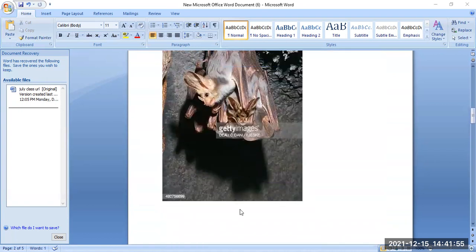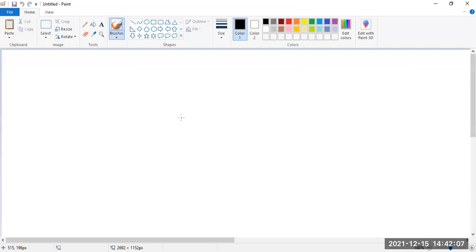So this is the microbat you have seen, and now we will go for the bat algorithm. Okay, so this is our bat algorithm.